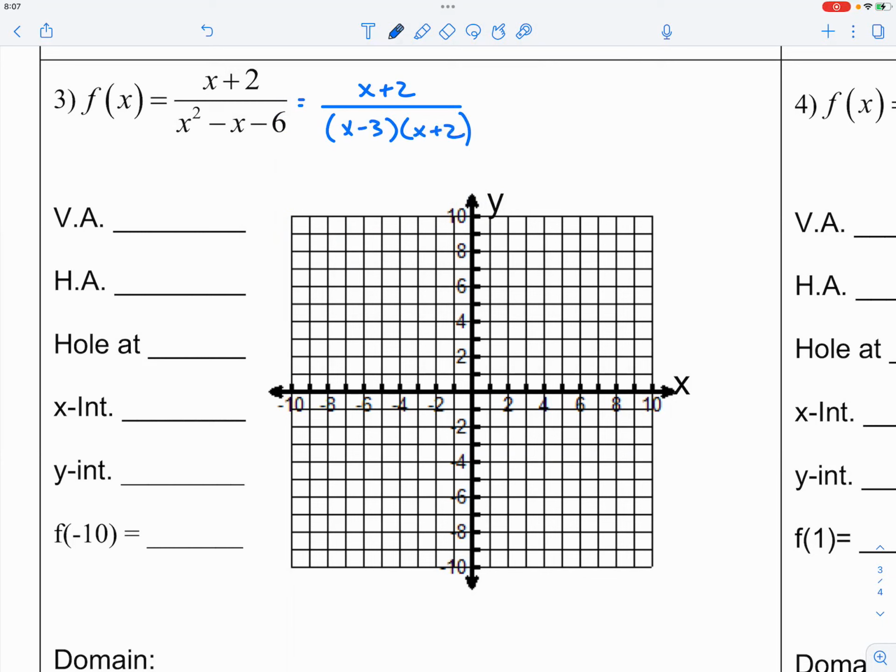Okay, so again, you know your restrictions. X cannot be 3 and -2. And because you see x plus 2 in the numerator and the x plus 2 in the denominator, they cancel each other out. So therefore, it's 1 over x minus 3.